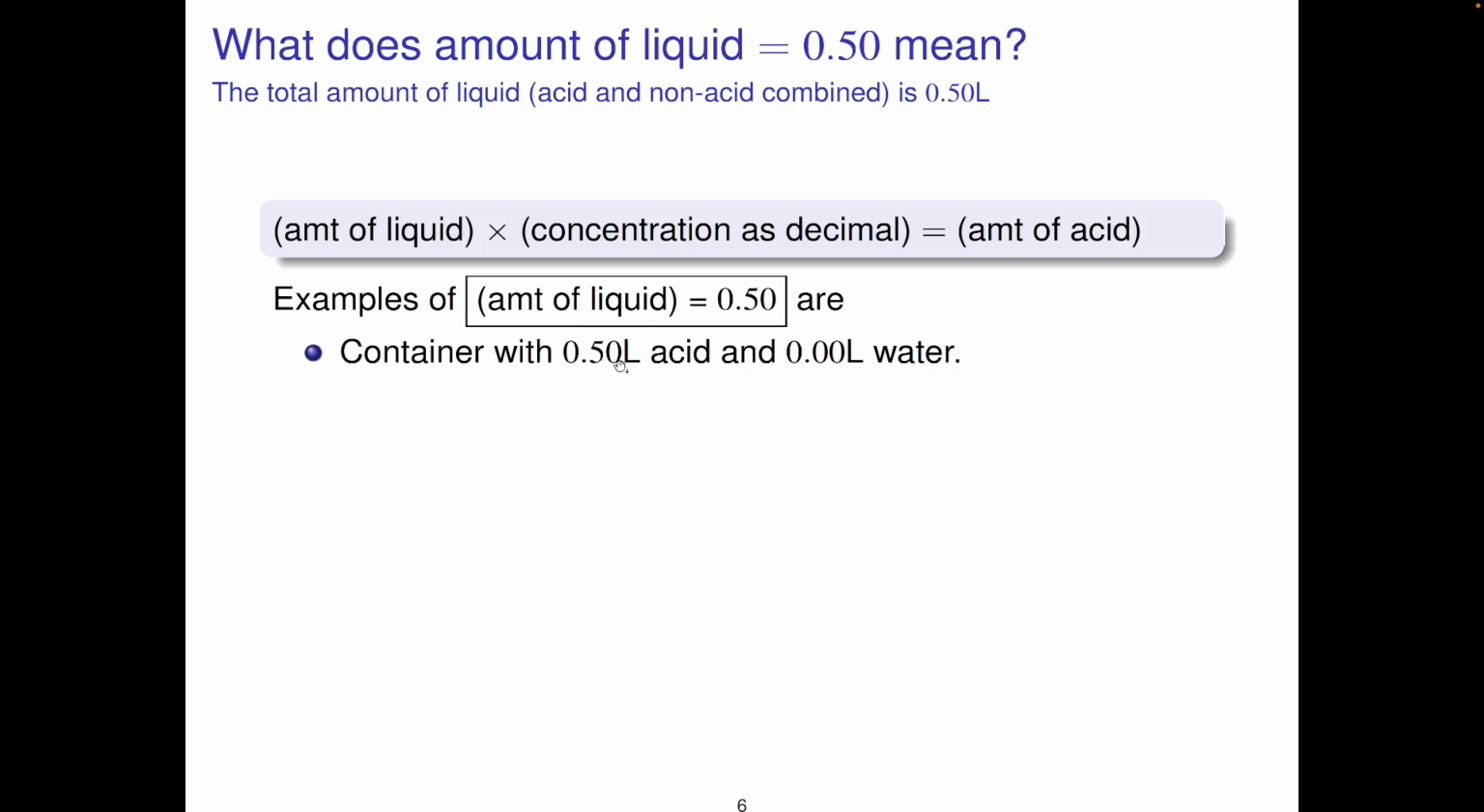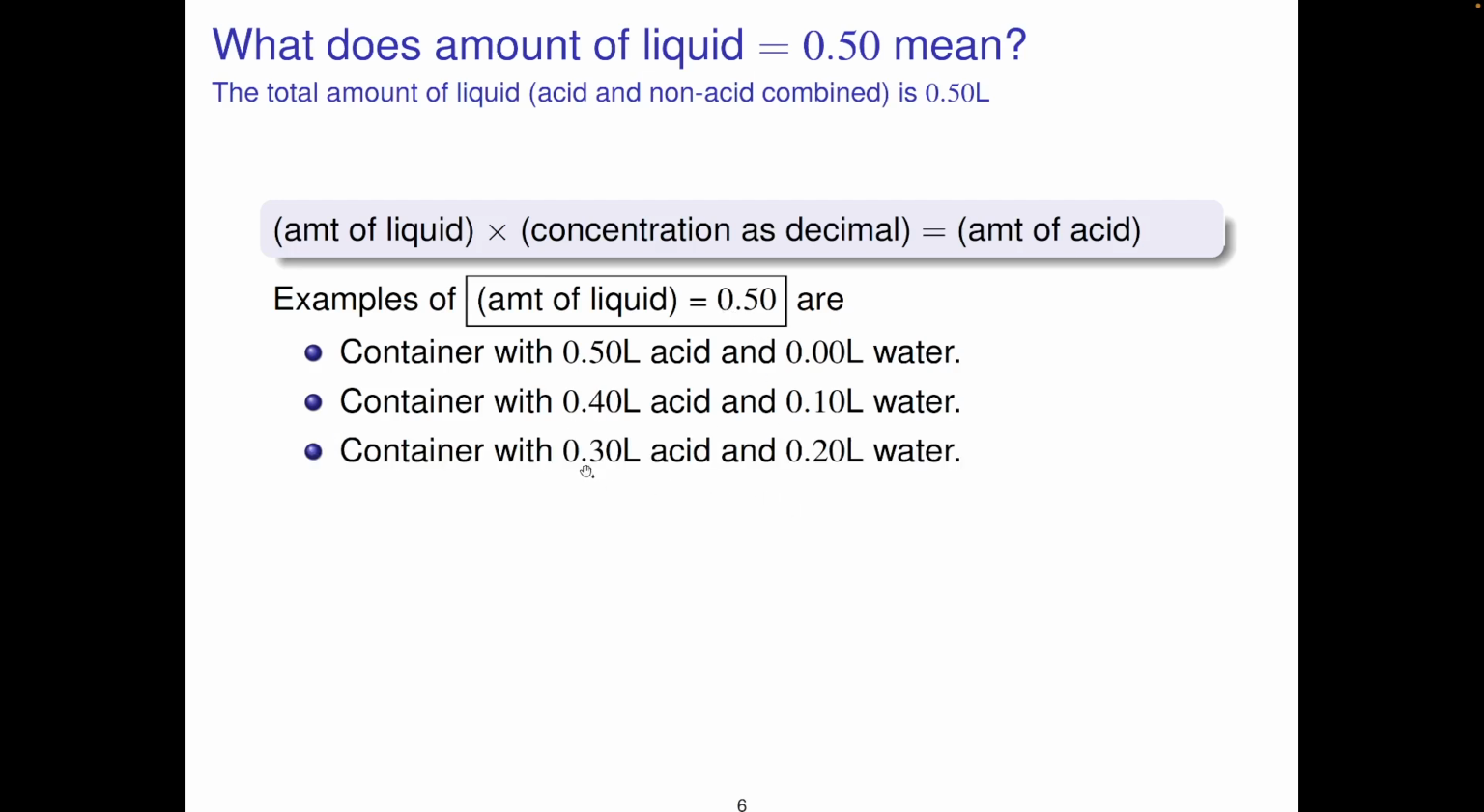One example is a container with 0.5 liters of acid and 0.00 liters of water. So no water, all acid. This plus this is 0.5 liters. You could have 0.4 liters of acid and 0.1 liters of water, so that when you add these together, the total amount of liquid is 0.5, right? This plus this is that. You could have 0.3 liters of acid, 0.2 liters of water.